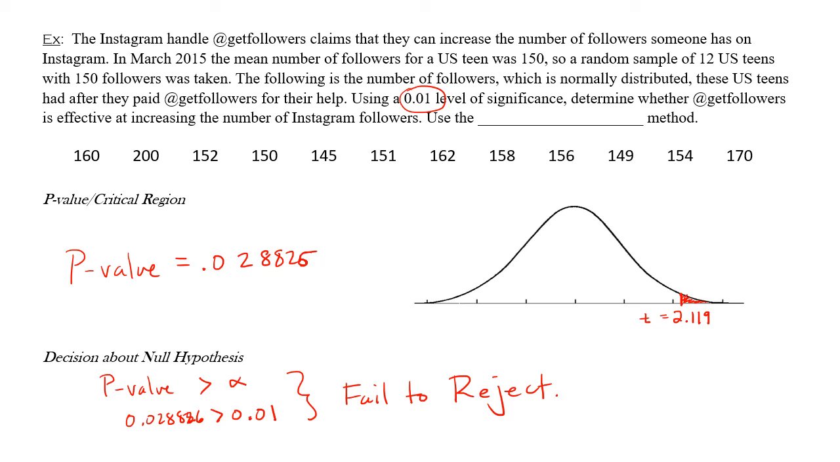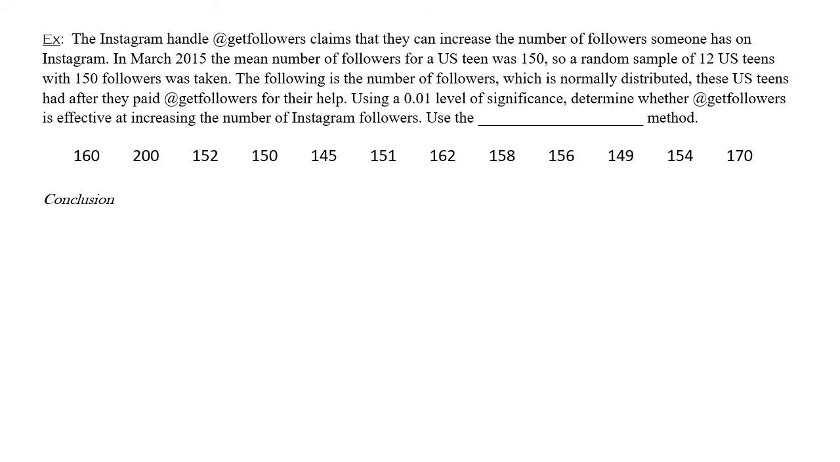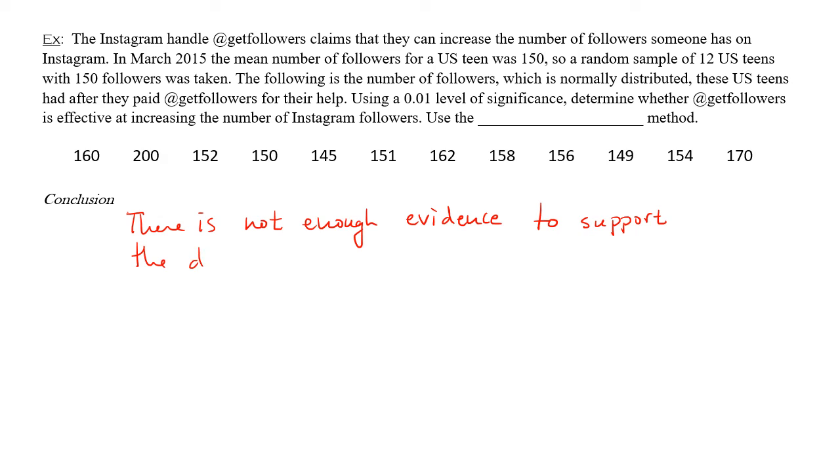So what does that mean? Well, because we couldn't reject the null hypothesis, what does that mean? So the conclusion that we can draw is that since we weren't able to reject the null hypothesis, we don't have enough evidence to support the claim that the mean number of followers increases.